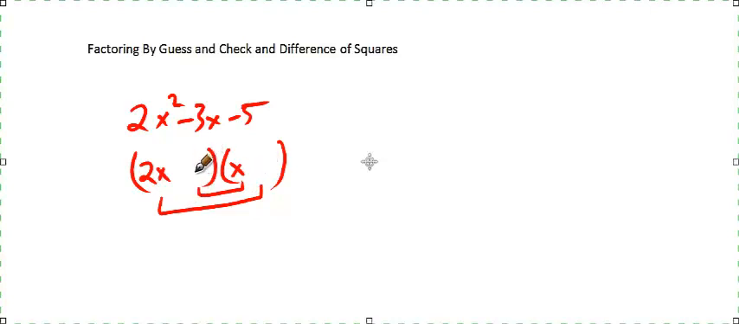So let's try switching that up. 5 and 1. Okay, well, I get a 2x and a 5x. And that gives me negative 3x. Well, it does if the 5 is a negative.